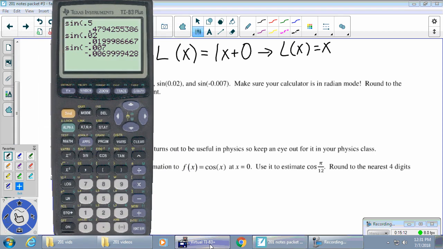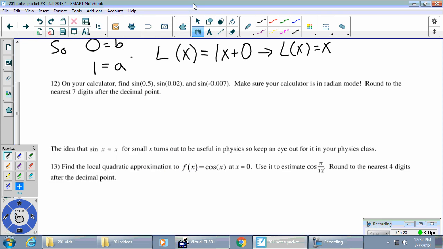And imagine if you had to find these sine values here and you didn't have a calculator in your hand, what would you do? How would you do it? In fact, you might even ask, what is the calculator doing when I ask for the sine of negative 0.007?